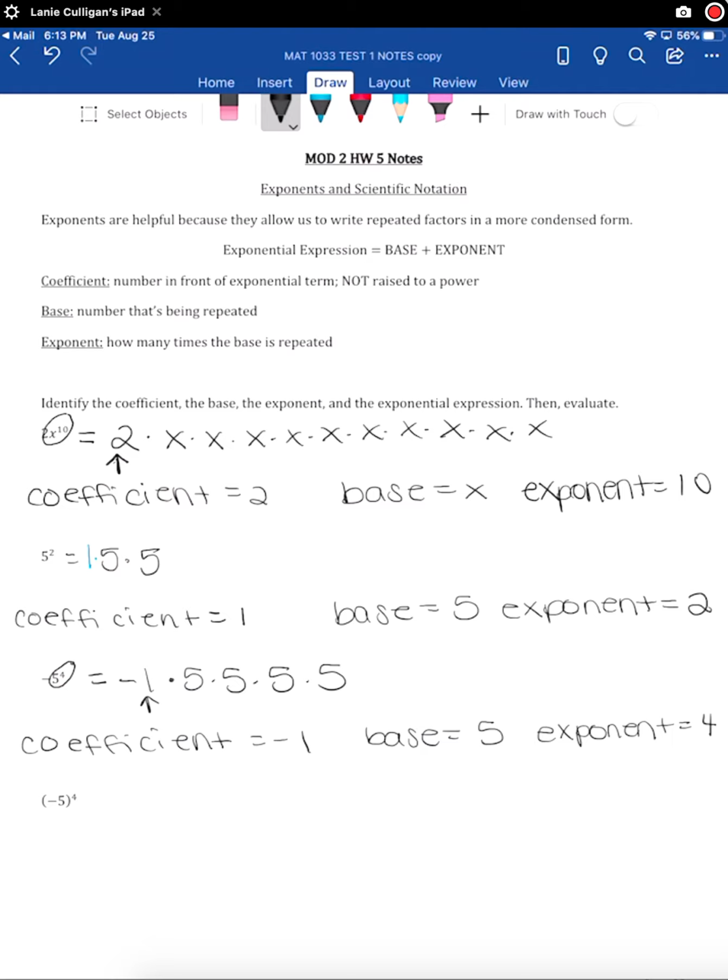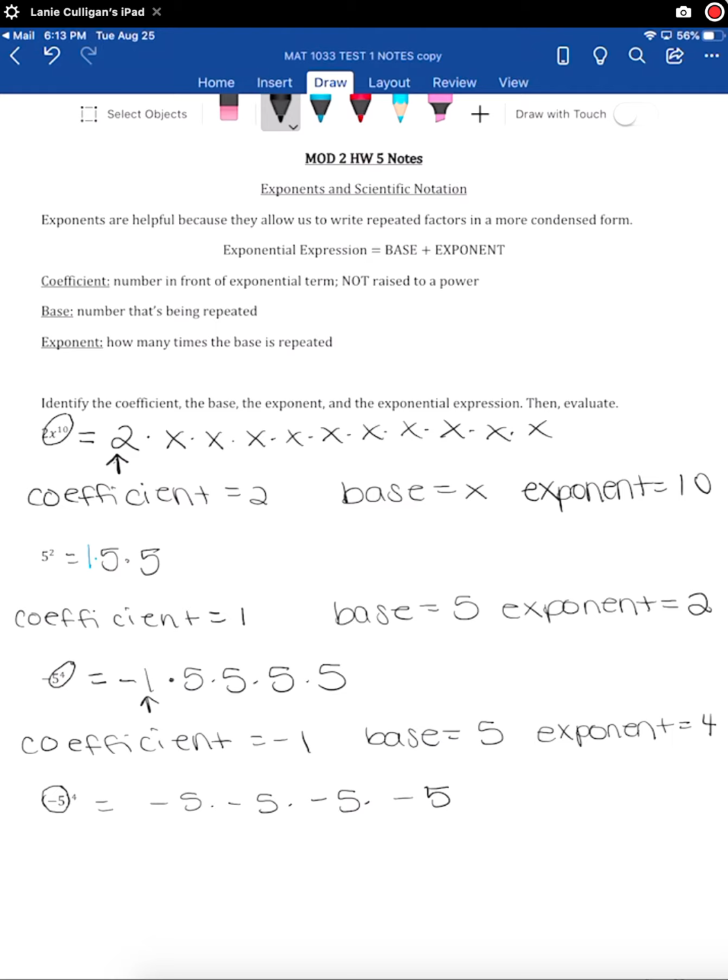Next example, (-5) to the 4th power. So in this case, the -5 is in parentheses, so it's grouping the negative and the 5 together as one term. So that whole thing is being repeated 4 times. So it's really like -5 times -5 times -5 times -5.